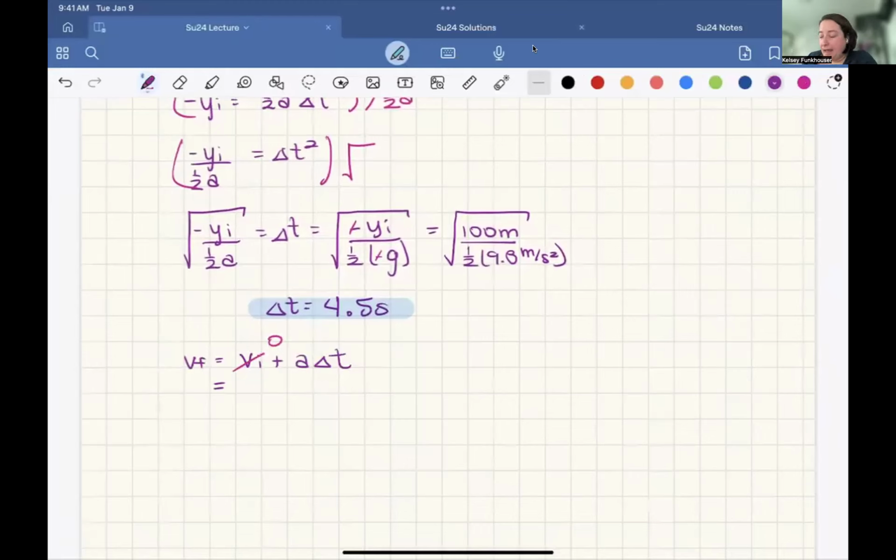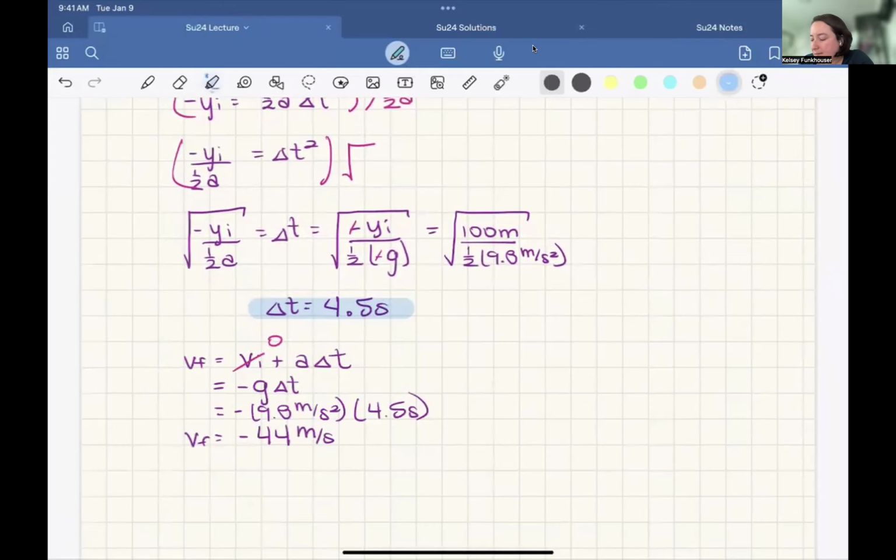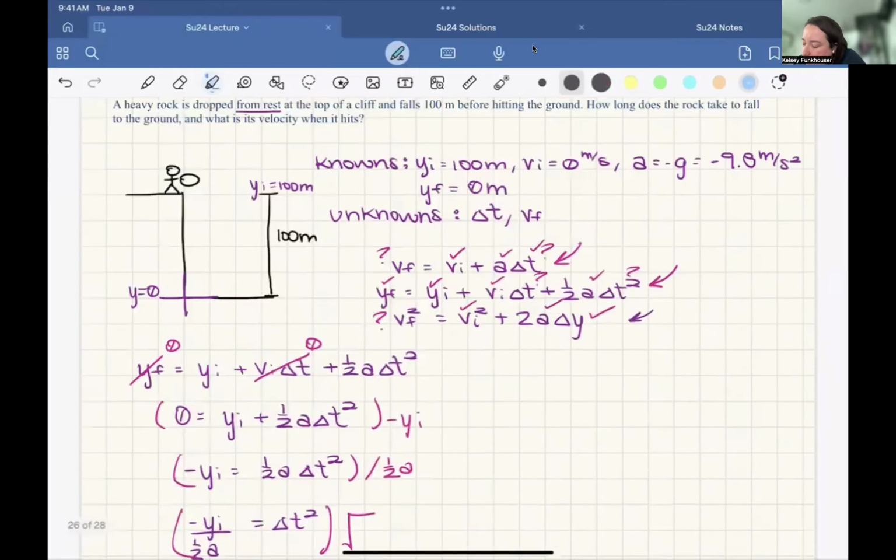Now I'm going to plug in negative g, so negative g delta t. And then we'll plug in our numbers. Negative 9.8 meters per second squared times 4.5 seconds. And this gives us negative 44 meters per second as our final velocity. And you'll notice that it's negative, which makes sense because it's pointing down. So let's take a look at our situation again. This whole time we had an acceleration of g, and our velocity was also pointing down because it was just dropped. That's all.